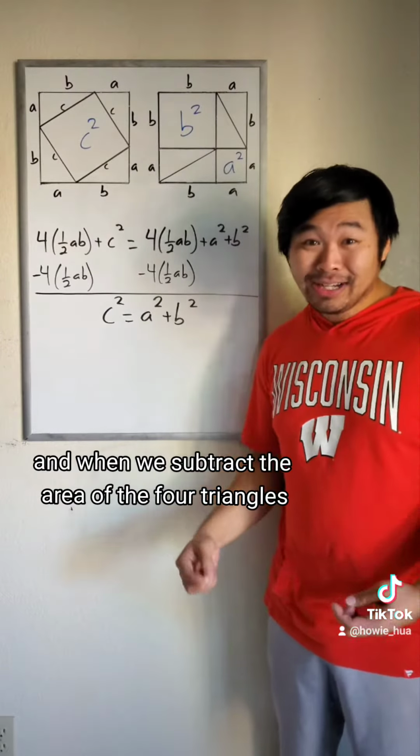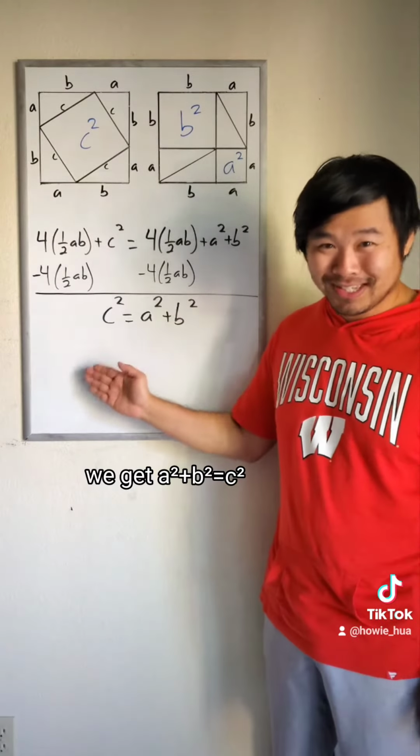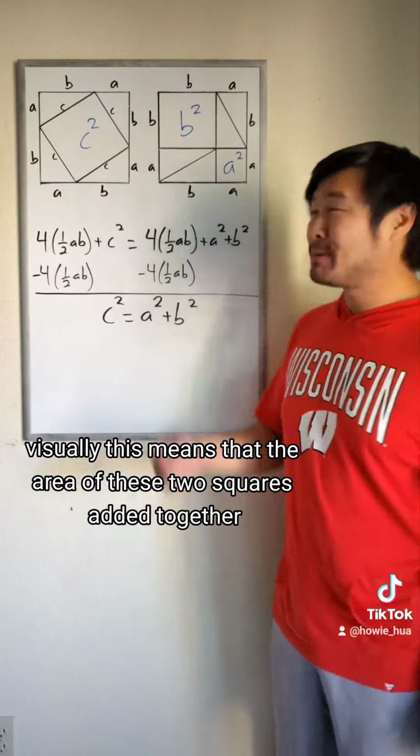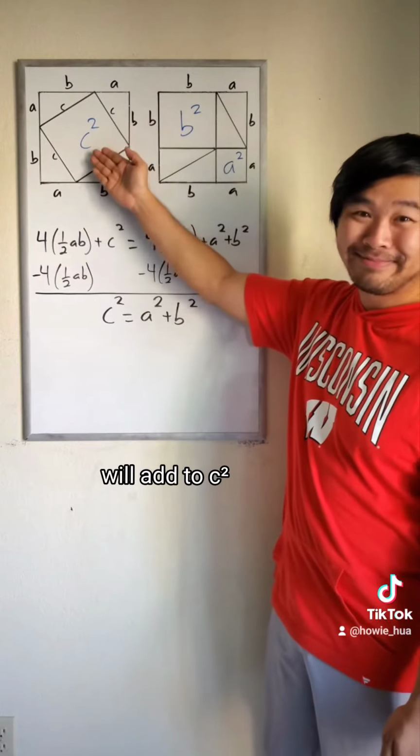And when we subtract the area of the 4 triangles from both sides, we get a squared plus b squared equals c squared. Visually, this means that the area of these 2 squares added together will add to c squared.